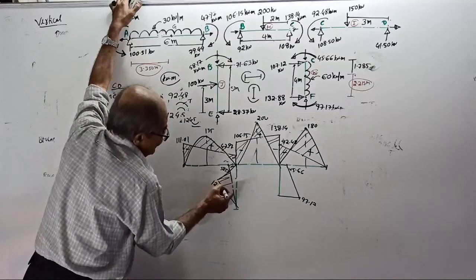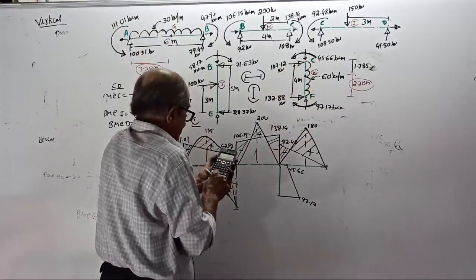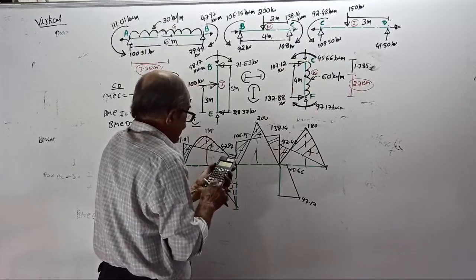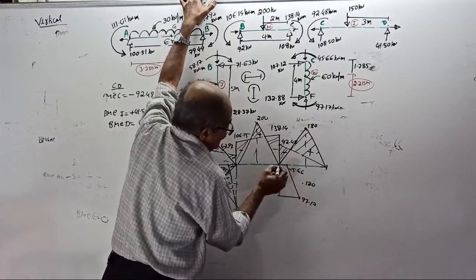Negative, positive. And here WL square by 8. 60 into 4 square divided by 8 is 120 here, on the loaded side.